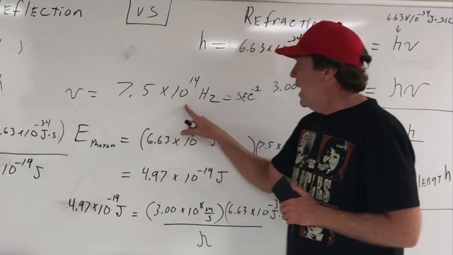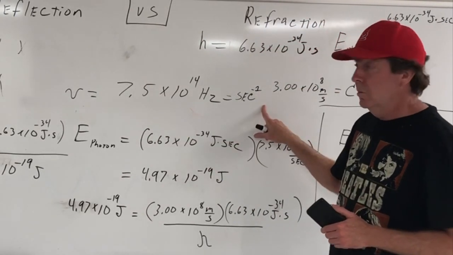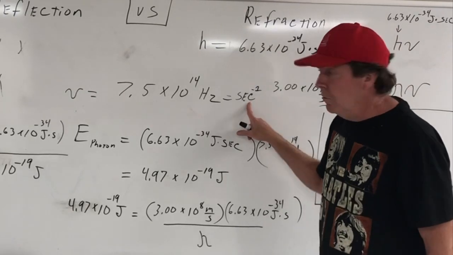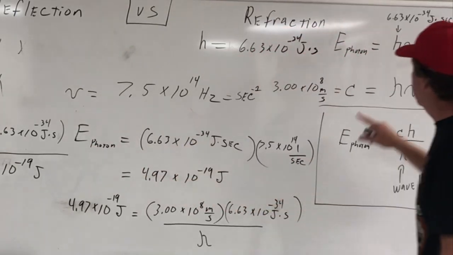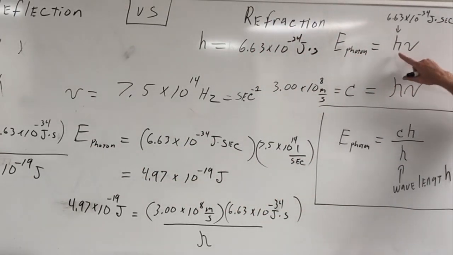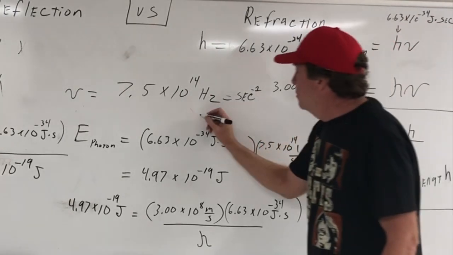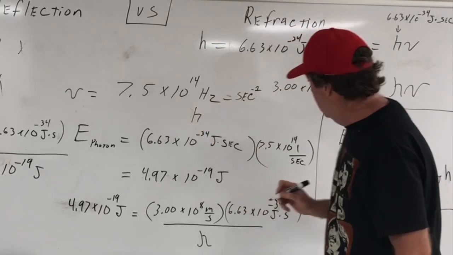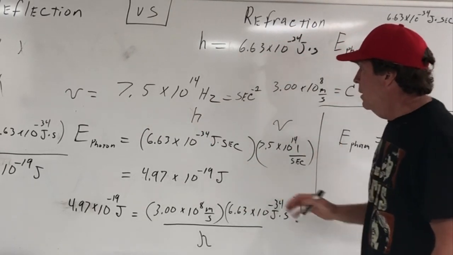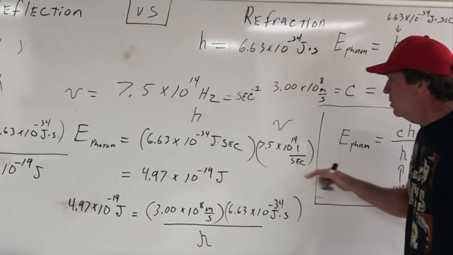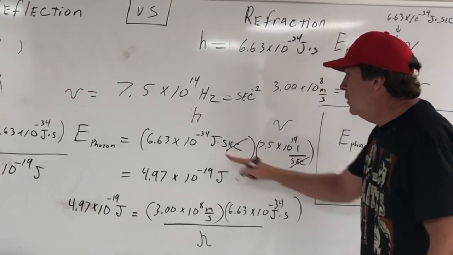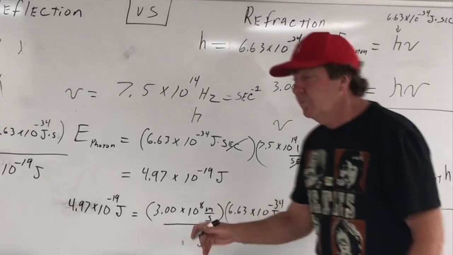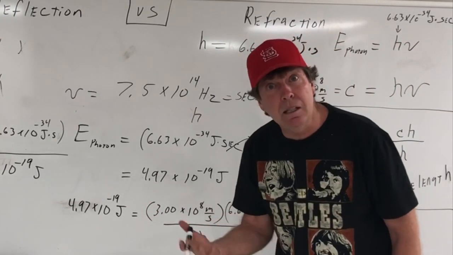Here is my given frequency in hertz. That's cycles per second, units, inverse of seconds. Notice I want to plug into my energy equation here. So energy equals Planck's constant times frequency. So here's my Planck's constant, h. Here's my frequency. Notice my units, I've got joules times seconds, so let's cancel that, and I'm left with joules. Let's do the math. Plug this in correctly, please.